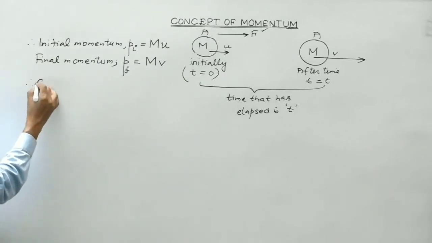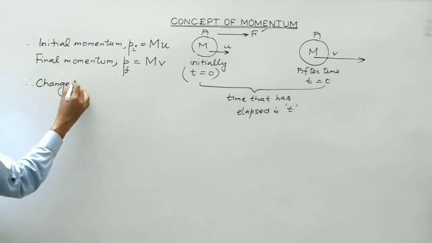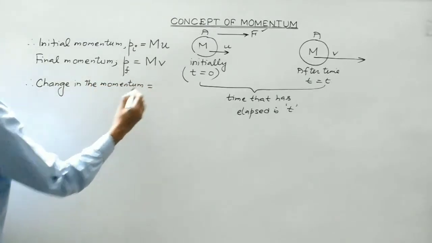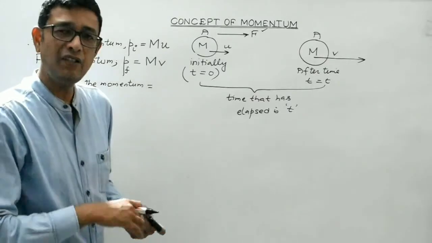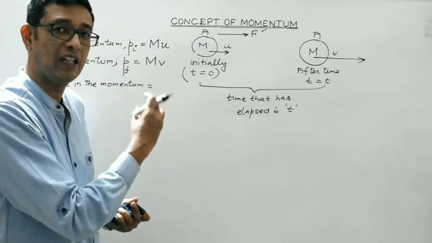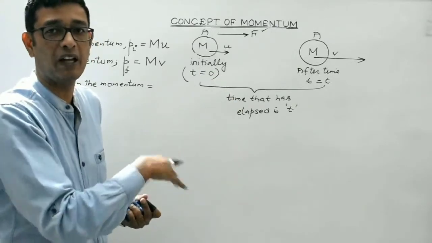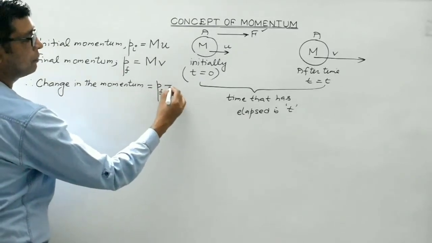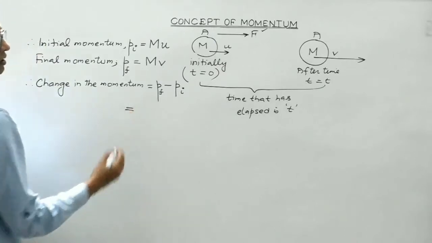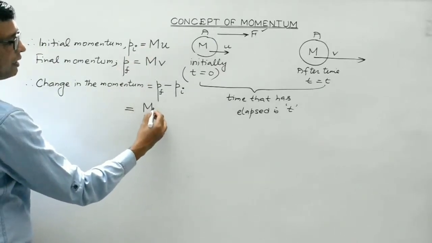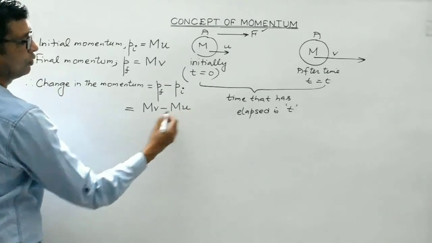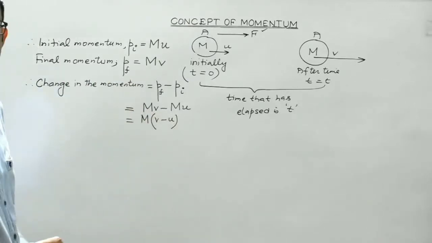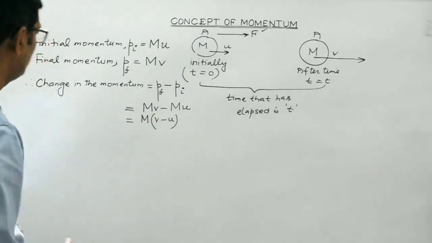So, therefore, change in the momentum of the body. What is change? Change in any physical quantity would be the difference between the final value and the initial value. Final minus initial, that is the change. So change in momentum would be the final momentum of the body minus the initial momentum of the body. So substitute the values, we'll get mv minus mu. So what we get is m(v minus u). This is the change in the momentum of the body, right?